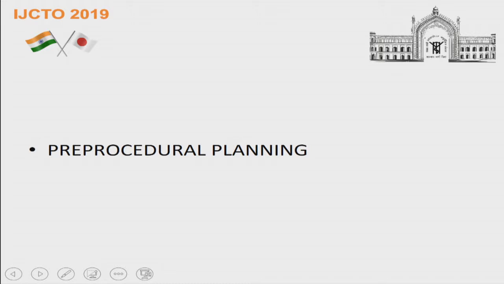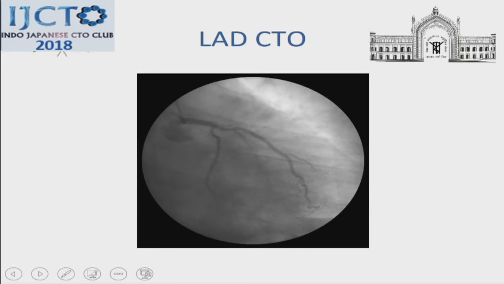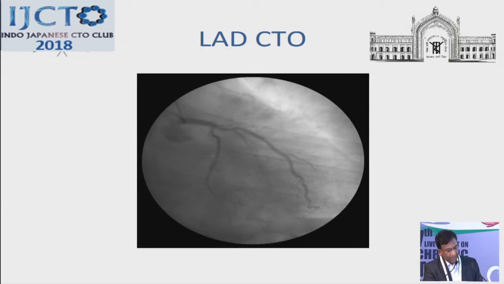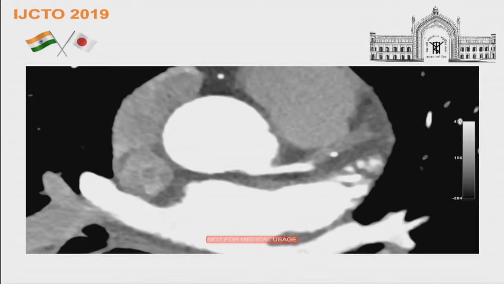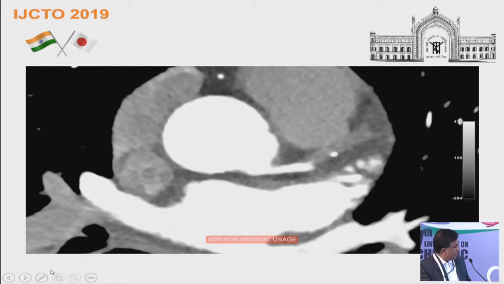Now, for the pre-procedural planning, this is an example of a young man who had a historical anterior wall MI, 6 months ago. An angiogram shows a totally occluded LAD, but there's no stump. We did a CT to know what the extent of occlusion is, what the distal vessel looks like, and here is what we got.